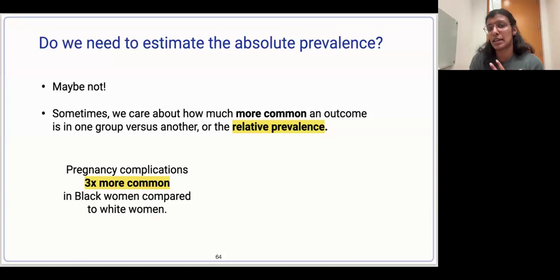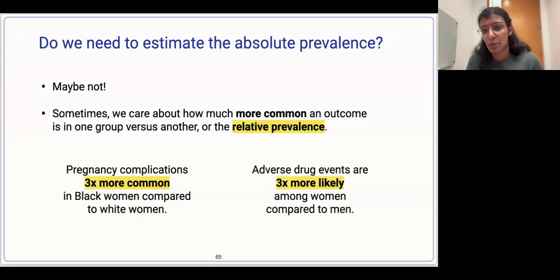These include statements like the fact that pregnancy complications are 3 times more common in Black women compared to white women, how adverse drug events are 3 times more likely among women compared to men. And these are useful statements. These specifically have been cited in support of policy that funds research to reduce these disparities. And it'd be useful if we were able to make these statements for underreported outcomes.